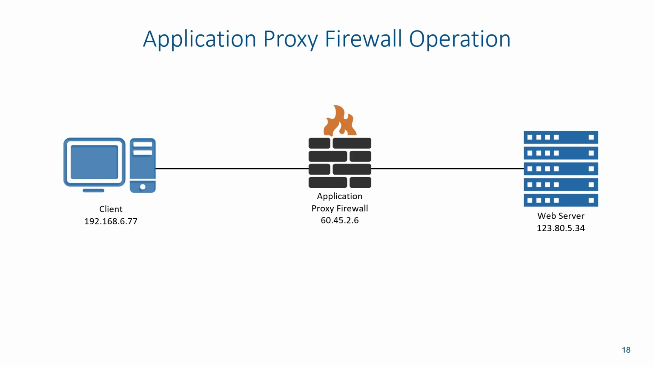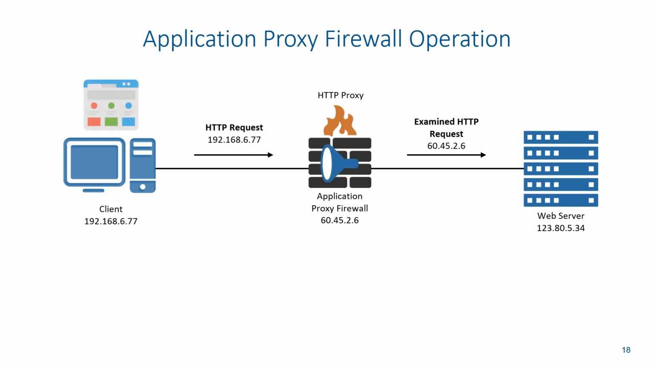In this video, we're going to cover application proxy firewall operation. So a client is going to initiate a request, such as an HTTP request, to a server. And because we're dealing with the specific request, we can have a proxy that's associated with it. For example, an HTTP proxy. So this is our application proxy firewall that's going to filter traffic, specifically catered to HTTP traffic.